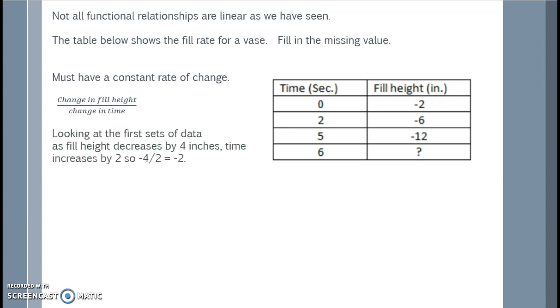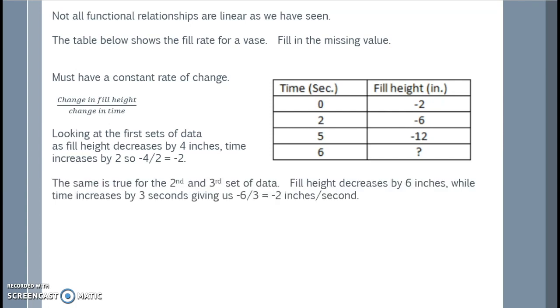Looking at the first sets of data, as fill height decreases by 4 inches, time is increasing by 2. So -4 divided by 2 is -2. The same is true for the second and third set of data. The fill height is decreasing by 6 inches, while time is increasing by 3 seconds, giving us -6 divided by 3, which is -2 inches per second.